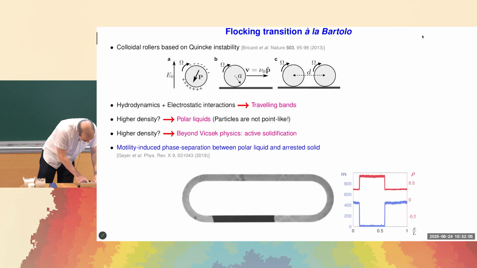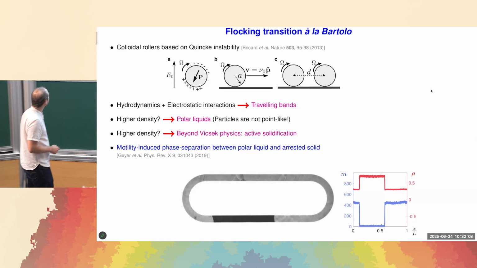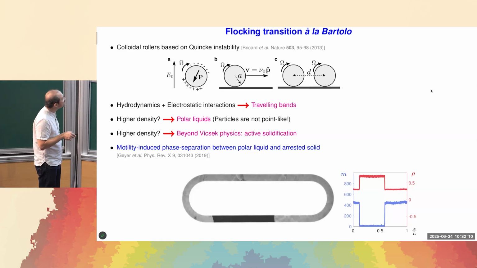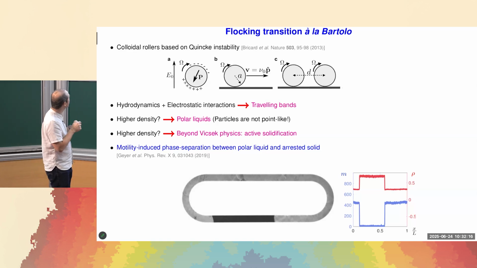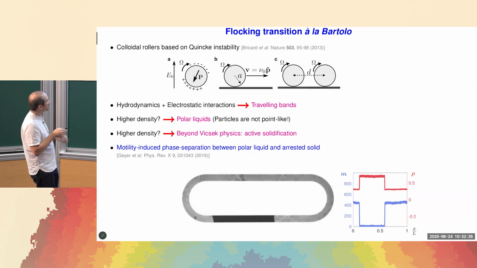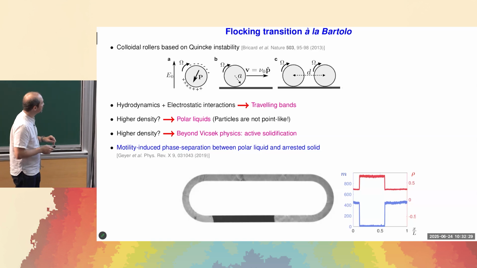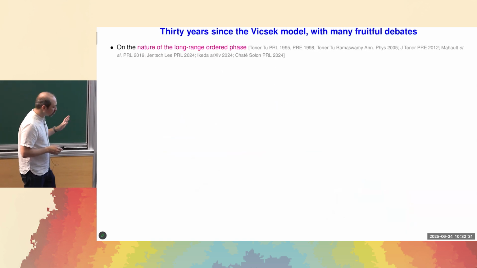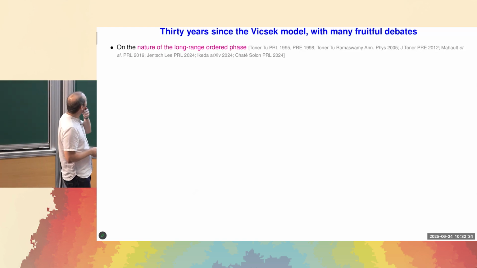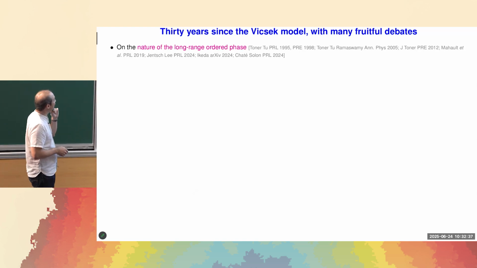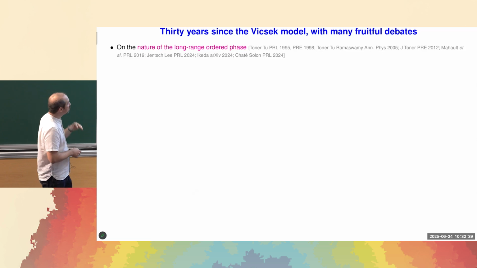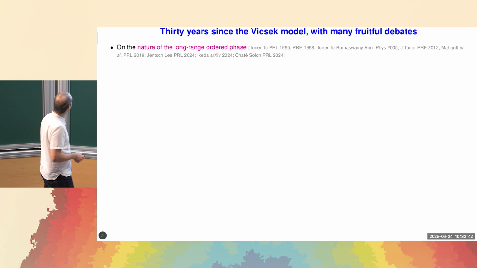The experiments, of course, because it's in the real world, see something a bit nicer. Here, this is a motility-induced phase separation, not between a gas and a dense phase, as in the first part of my talk, but between a polar liquid here and an arrested solid. So the first two lines correspond to the standard Vicsek model, and this is beyond Vicsek physics, just to show you that these things can happen. OK. So it's been 30 years since the Vicsek model was introduced, and it keeps giving. There have been many fruitful debates.